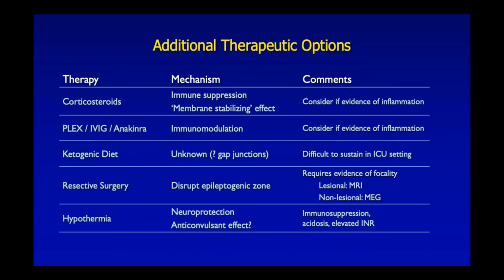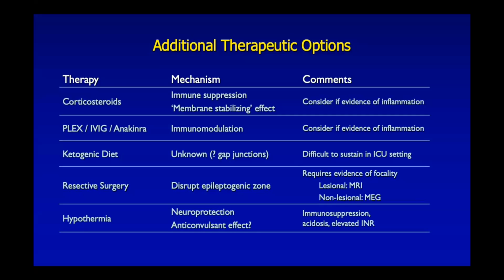A number of additional therapeutic options should be considered. Corticosteroids are often used when there's evidence of inflammation contributing to seizures. Plasma exchange, intravenous immunoglobulin, and anakinra are often considered in the context of new onset refractory status epilepticus or febrile infection-related epilepsy syndrome, or if there's suspicion of a paraneoplastic etiology.